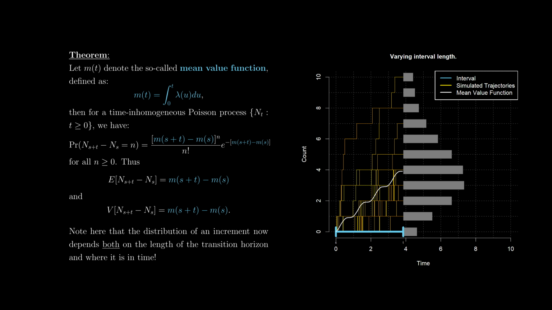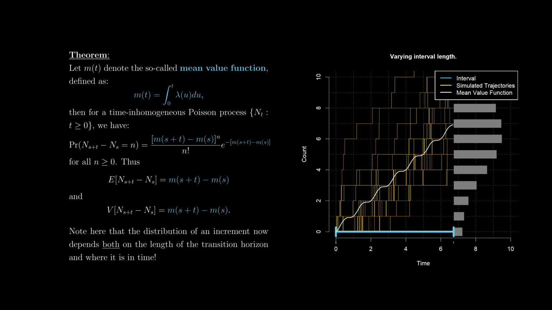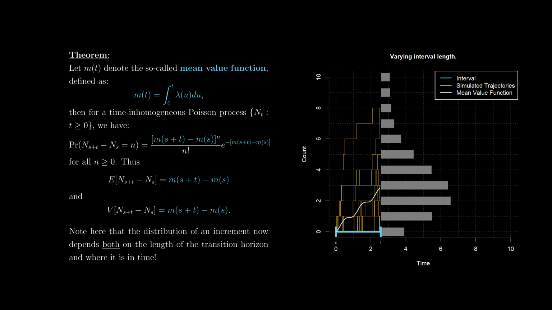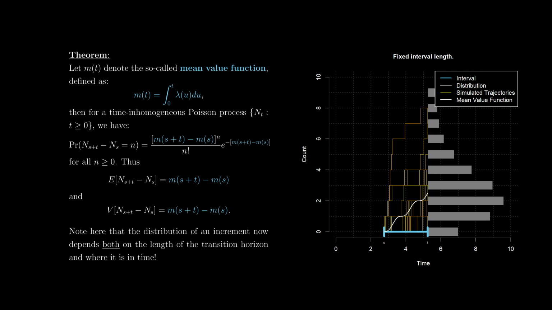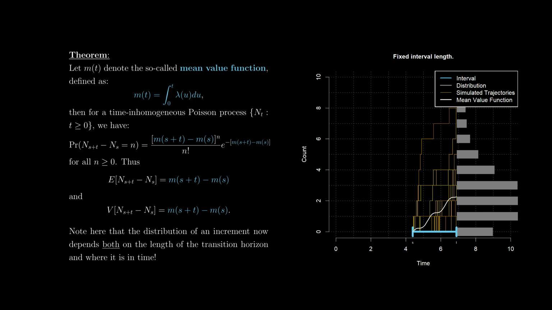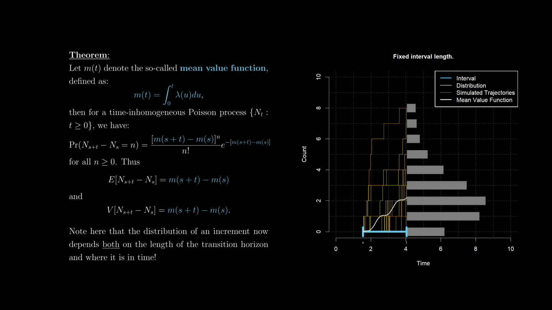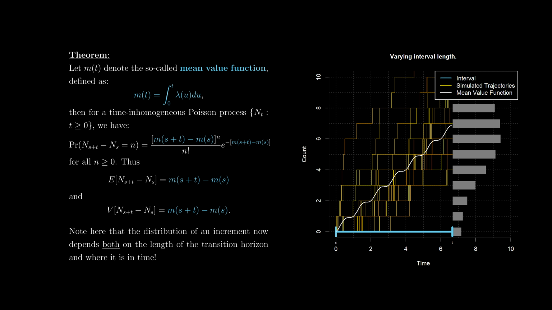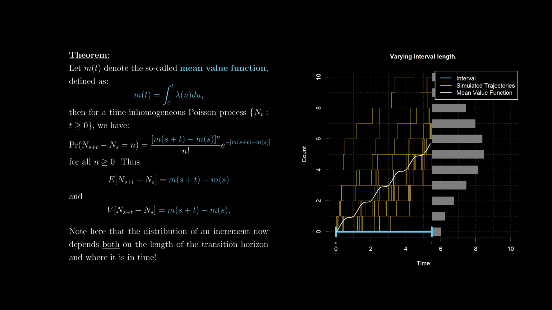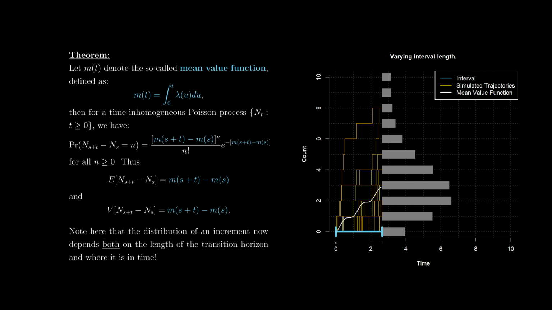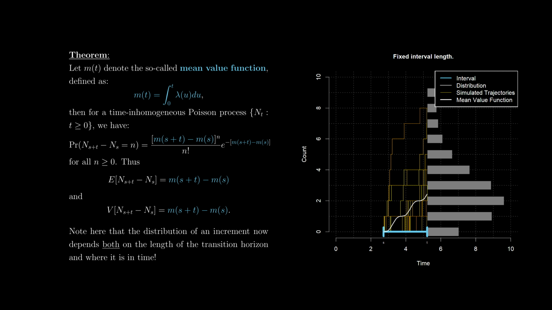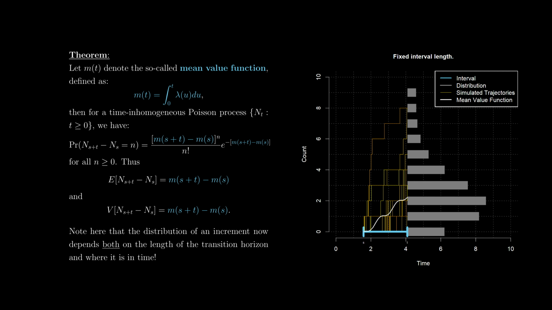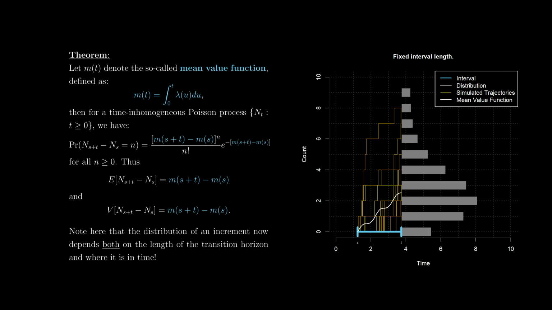And obviously, because that distribution is Poisson, we will again have the result that the expectation of the count over that time window from s to s plus t, so the expectation of N(s+t) minus N(s), is just m(s+t) minus m(s). Okay, and the variance will equal the mean because it's Poisson, and again, it's just m(s+t) minus m(s). Now note here that the distribution of the increment now depends both on the length of the transition horizon and where it is in time. Previously, we had that it didn't really matter where it was in time, it only mattered how long that interval is. But now it explicitly depends on both how long that interval is and where it is in time.